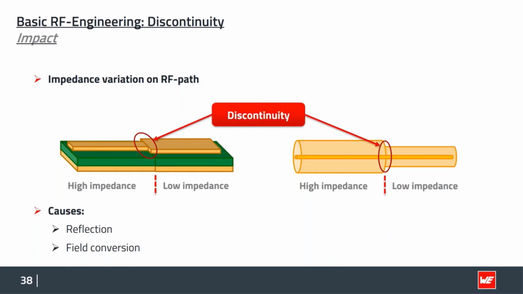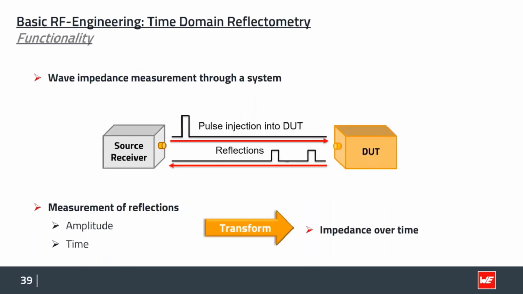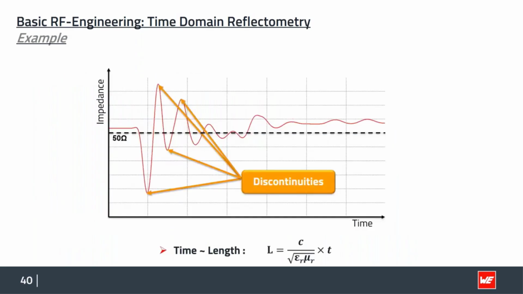We can identify where this reflection happens on our board by doing a time domain reflectometry measurement. So, a TDR measurement. And how does it work? We send a defined pulse from the source onto our device under test, and we measure the reflection, the amplitude but also the time, how long it takes. And we get a diagram, impedance over time, which looks like that.